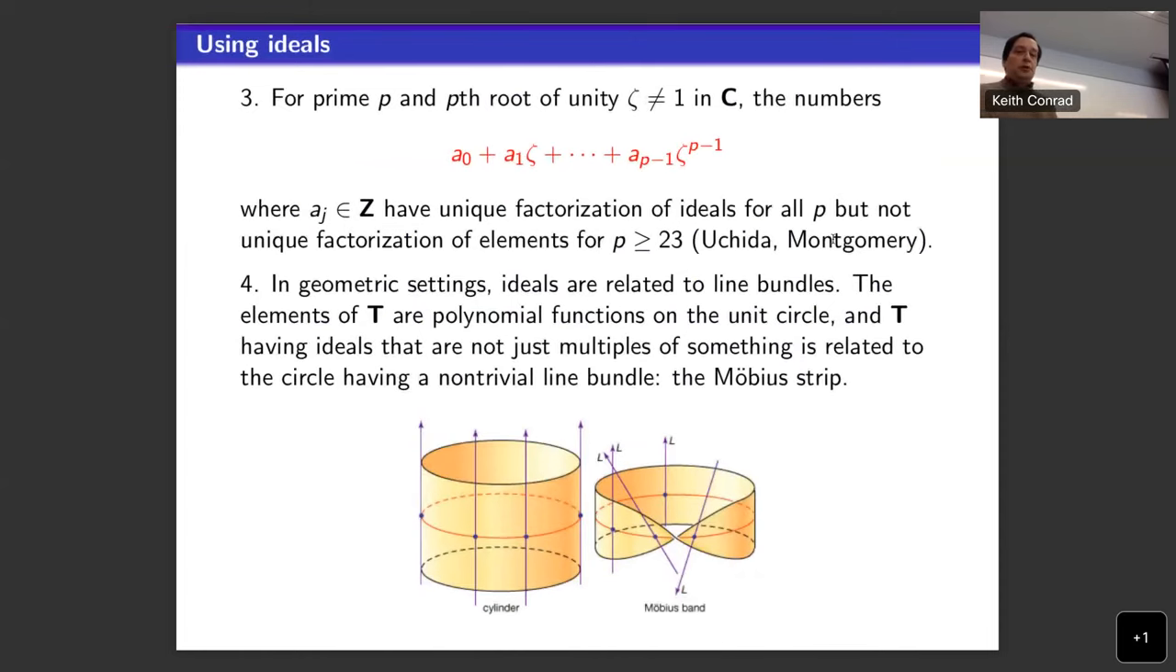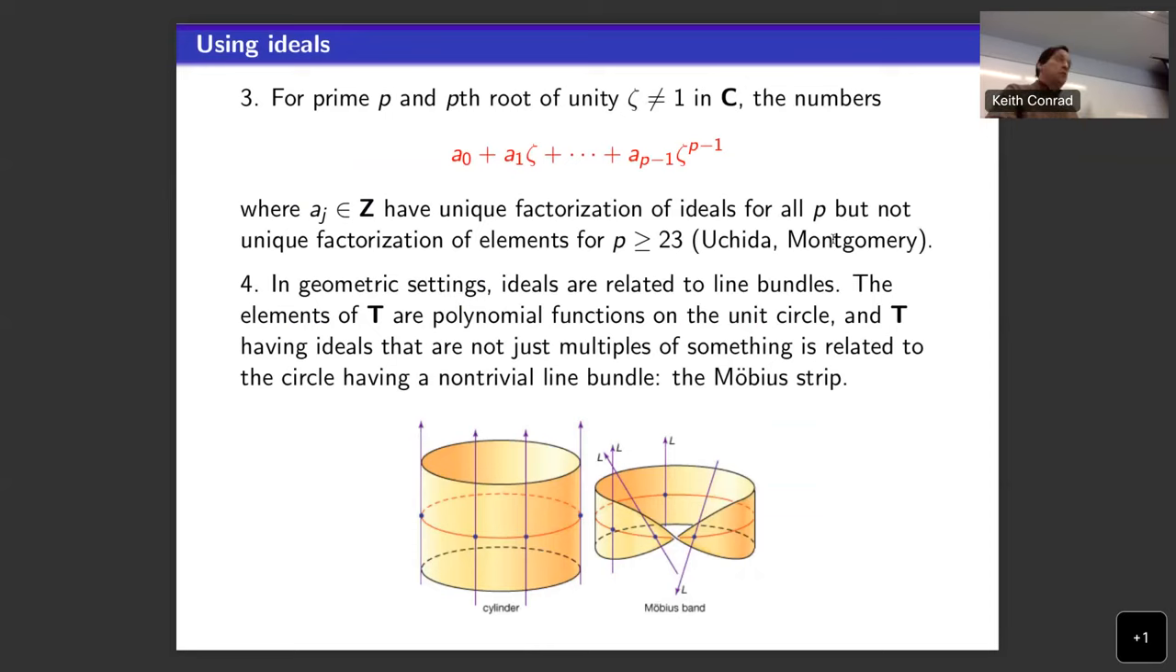Two last examples. Go back to the problem that Lamé had encountered, that the system of cyclotomic integers, when p is prime, these combinations of powers of a p-th root of unity, do not necessarily have unique factorization. I had said that the failure occurs when p is 23, and this was known back in the mid-1800s. But in the 1970s, using the fact that they have unique factorization of ideals, even if they don't have it for elements, it was shown that these systems of numbers don't have unique factorization of elements for any prime starting at 23, 23 on up. They all fail to have unique factorization of elements.